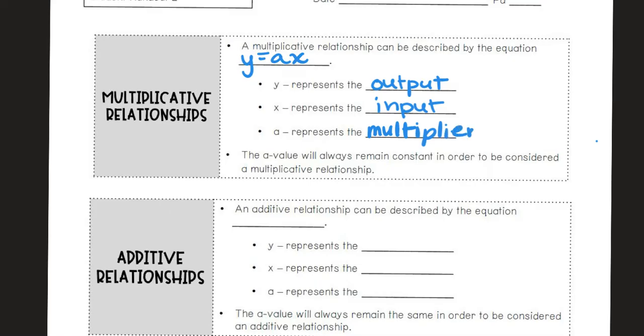For an additive relationship, we use the equation y equals x plus a. Y is still our output, x is still our input, but a is now our constant, which means it doesn't change.